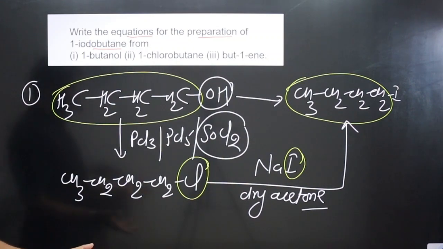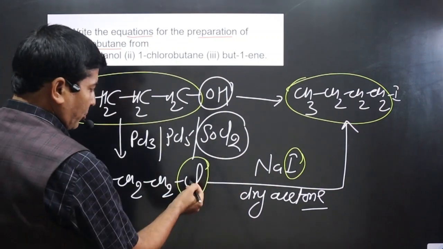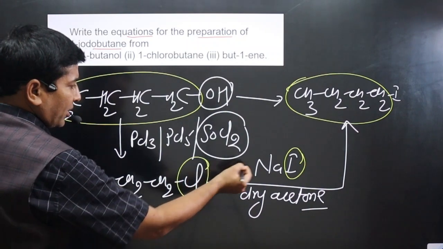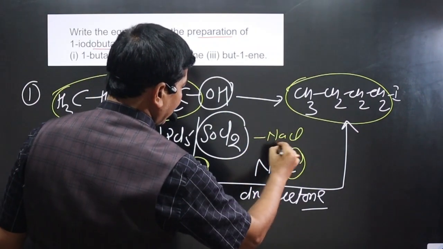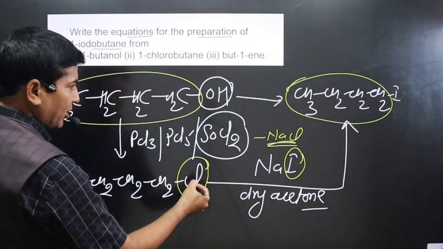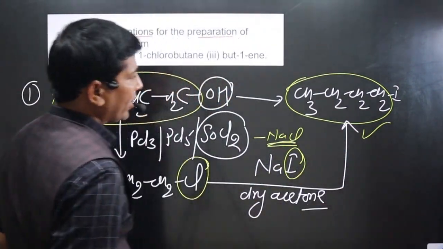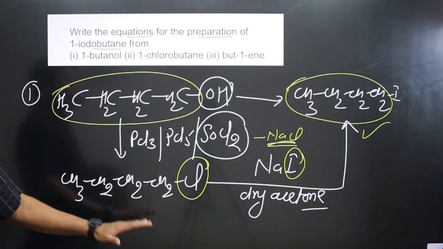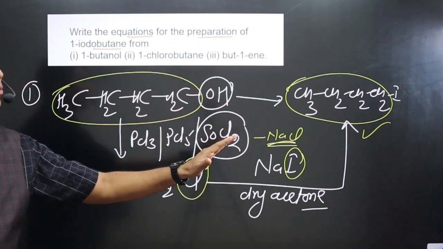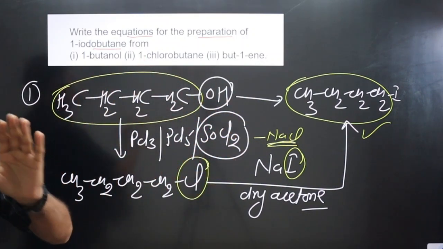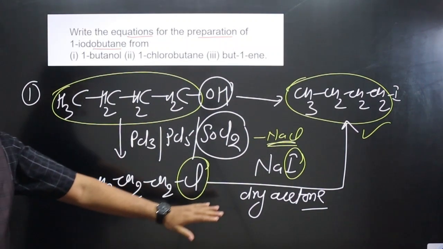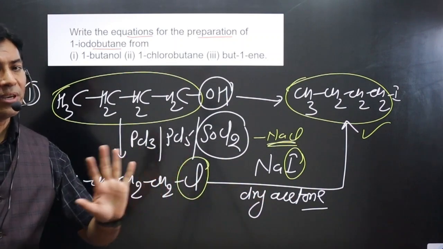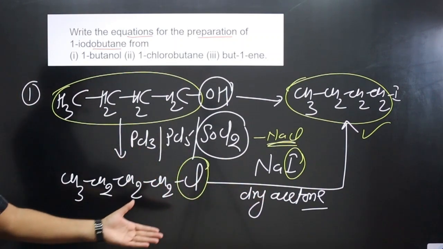Okay, then the halogen exchange reaction takes place. In place of Cl, iodine will come, and in place of iodine, Cl will go. So NaCl separates out from here, and iodine comes, and we get this product, 1-iodobutane. So 1-chlorobutane is converted into 1-iodobutane via a halogen exchange reaction, known as the Finkelstein reaction. Okay, this reaction takes place in the presence of dry acetone, which is a solvent.